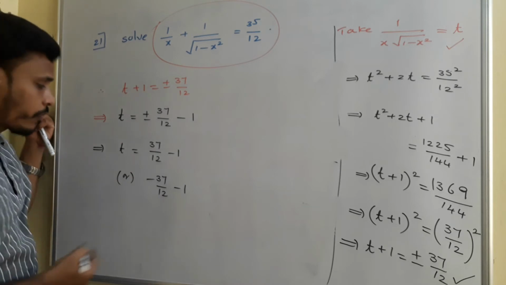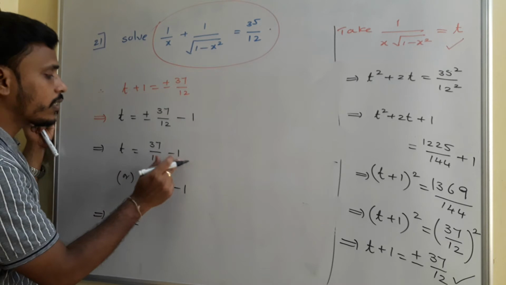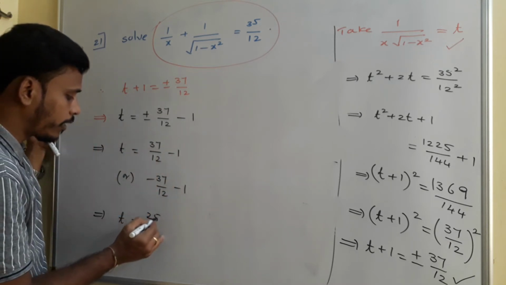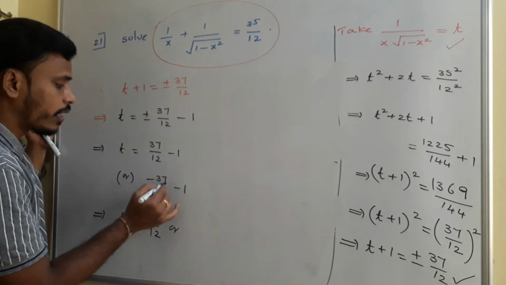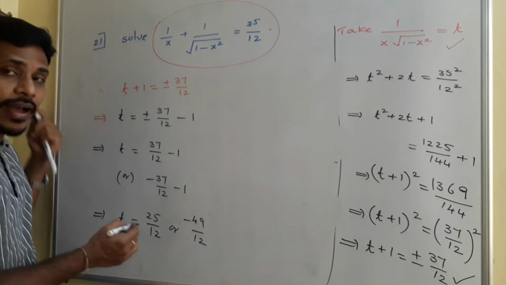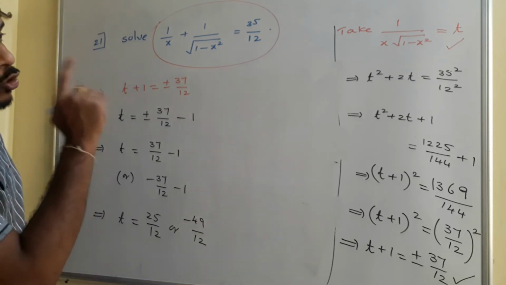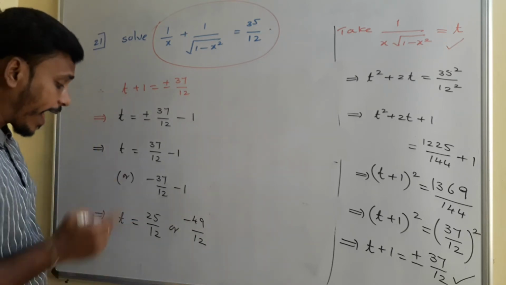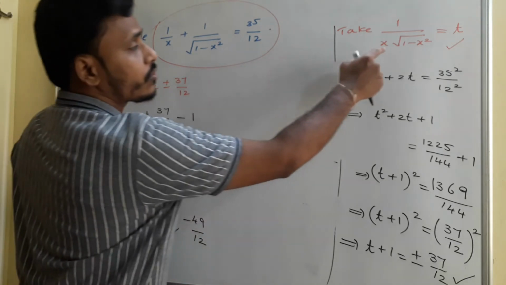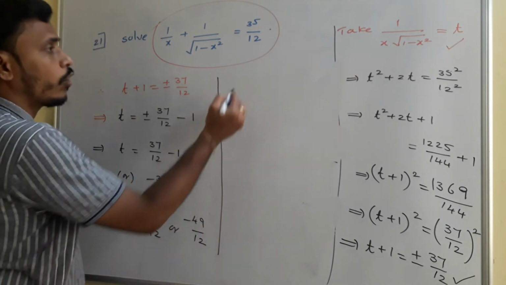We need to simplify. When you simplify, t is equal to 37 by 12 minus 1. So 37 minus 12 is 25 by 12, or with minus 37 and 12, it is minus 49 by 12. So at the end the value of t is 25 by 12 or minus 49 by 12. I need to get the value of x, but t is this 25 by 12 and minus 49 by 12. What is t from here? 1 by x root 1 minus x square. So I will continue like this.